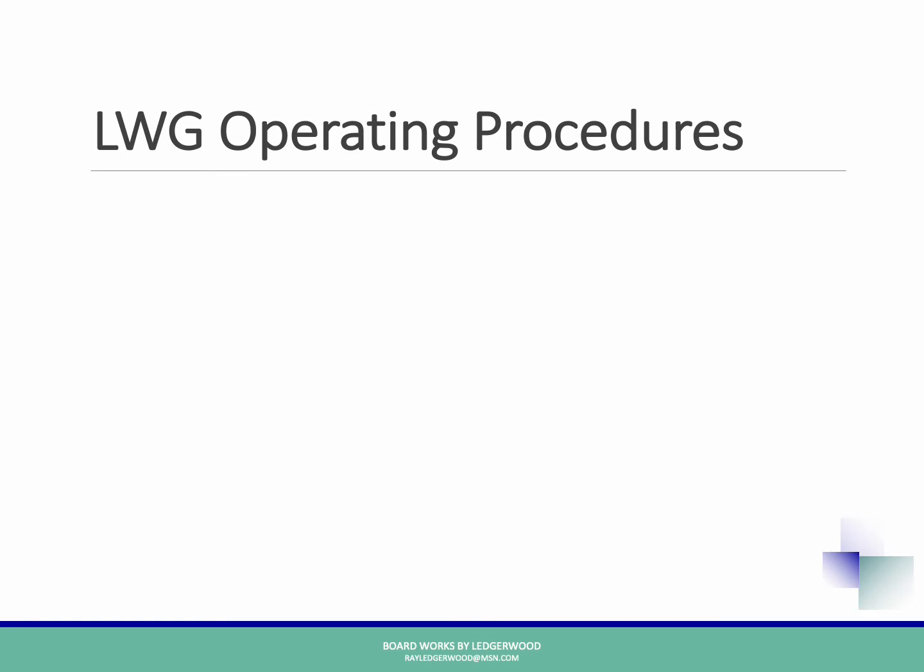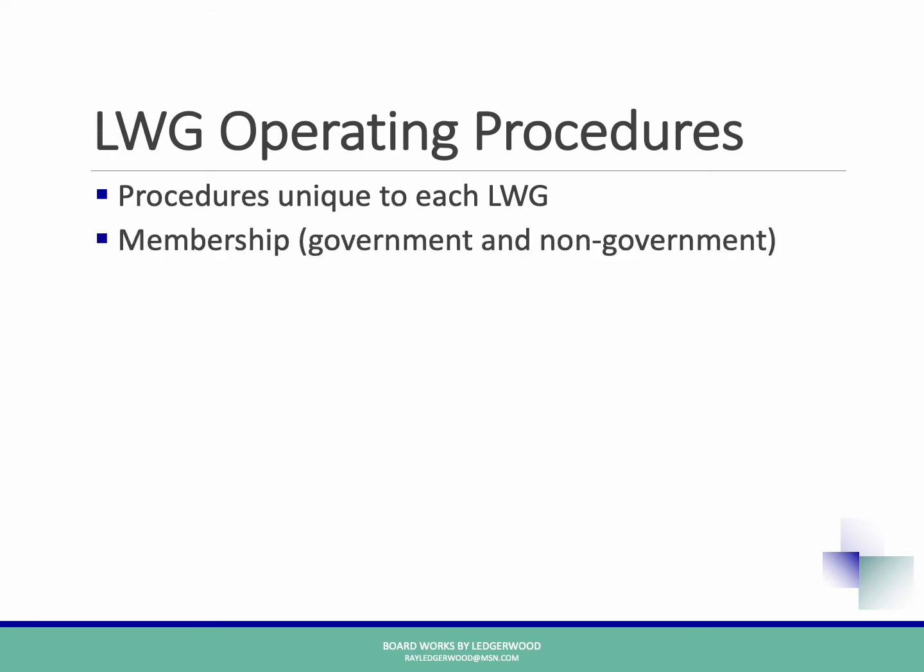Local work group operating procedures. The local work group operating procedures are unique to each local work group, meaning that that particular local work group can determine certain things about their membership, about their times of day that they would meet, or the frequency that they would meet, how they would make decisions, and that sort of thing. So let's talk a little bit about the operating procedures.